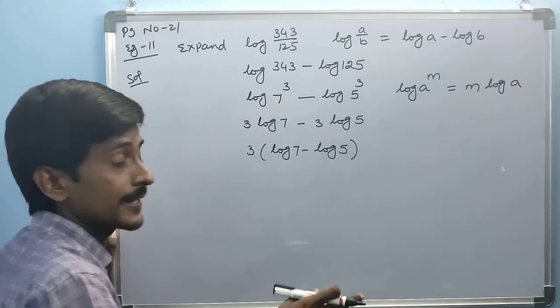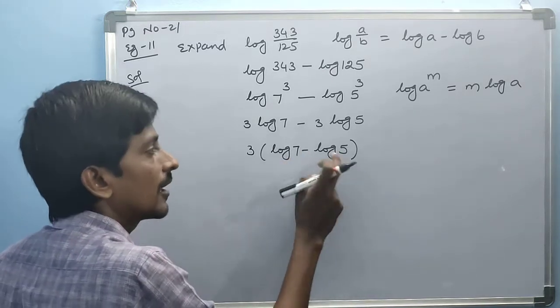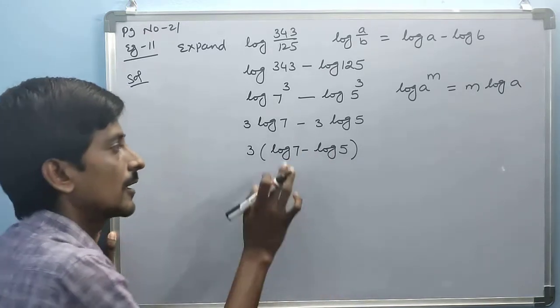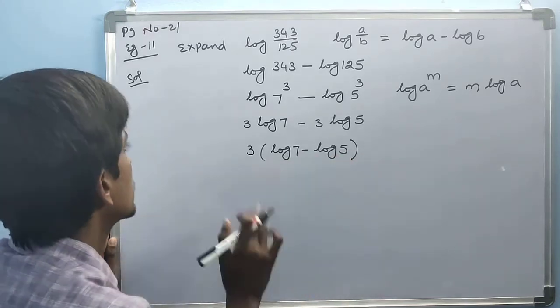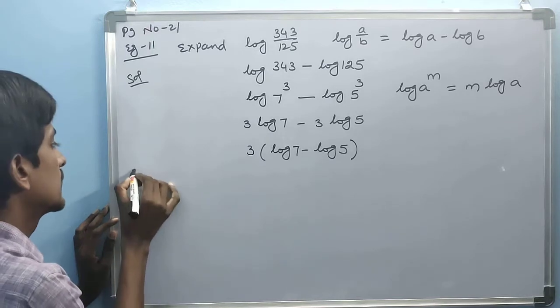No, it is not correct. Log 7 is one number. Log 5 is one number. Log 7 minus log 5 is not subtracting like that. That is example 11.